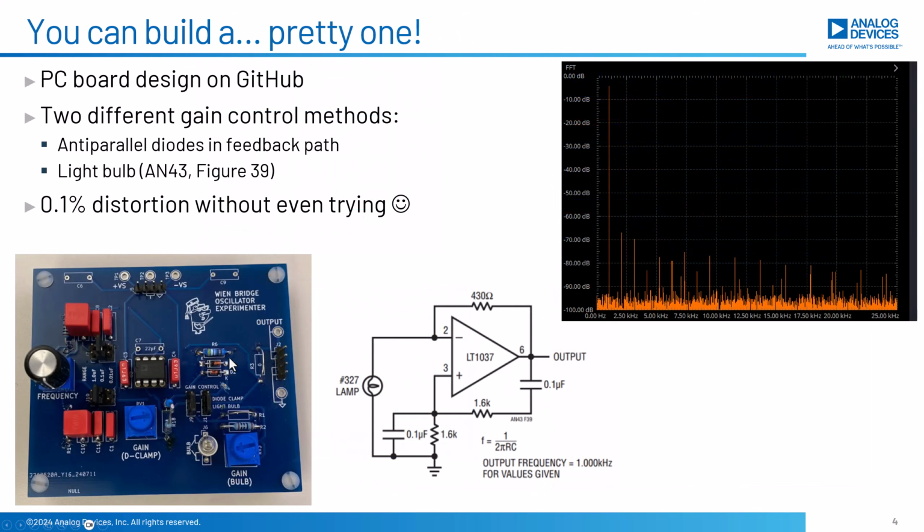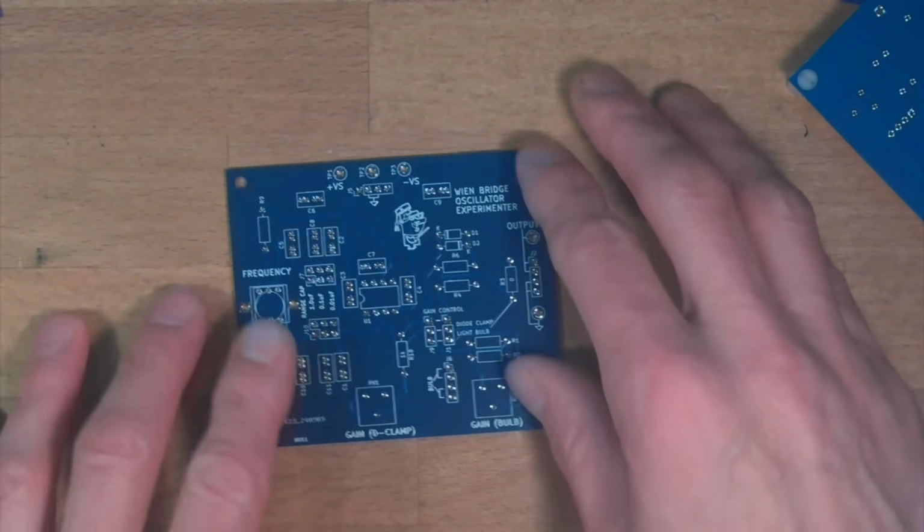I like this circuit so much that I built up a little circuit board here. And we'll dig into some of the other circuitry here, but this board supports both the anti-parallel diode clamp for controlling gain, but I also wanted to support a circuit that's shown in application note 43 that actually uses a little light bulb for gain control. So let's take a little break from simulation and staring at app notes and actually build this darn thing. Okay, so let's begin our assembly.